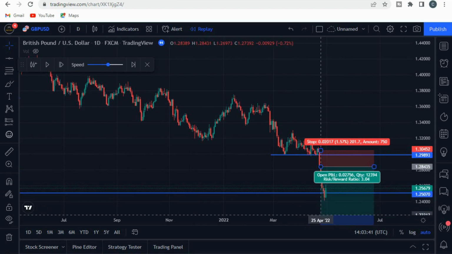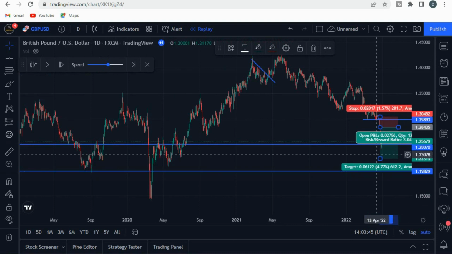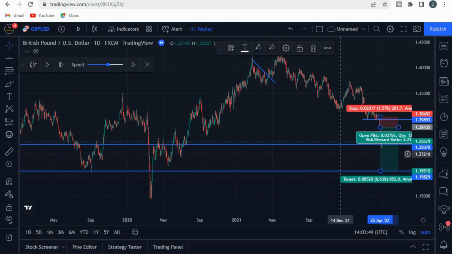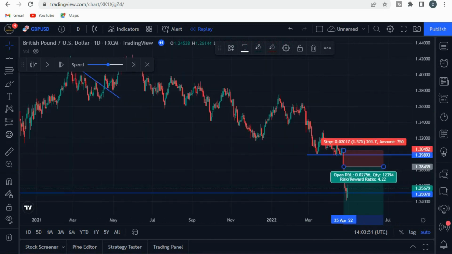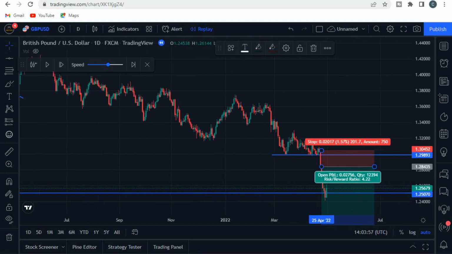Let me extend it down. Okay, let me see if I can extend it further. Okay, let me extend it to this level. Good. This is easily a 1 to 4 risk to reward ratio trade. It means that if you risk 1% of your trade capital, you will make 4% back.